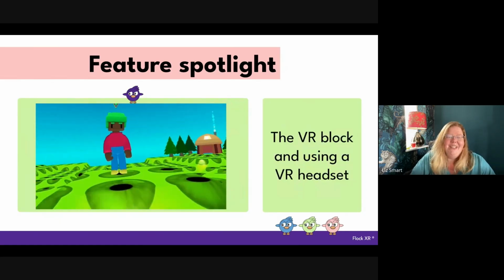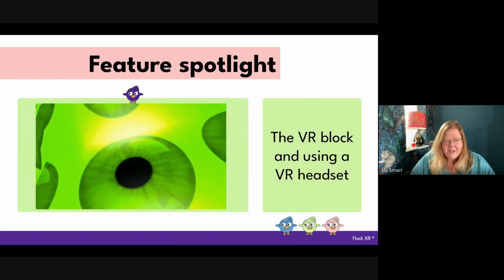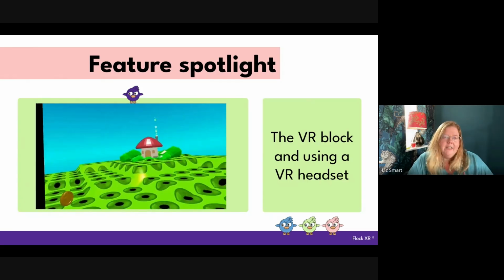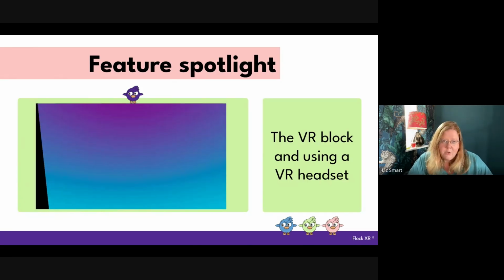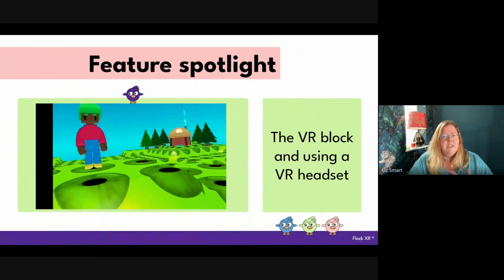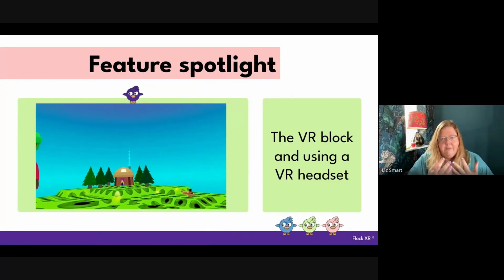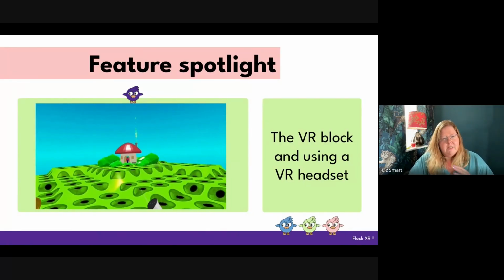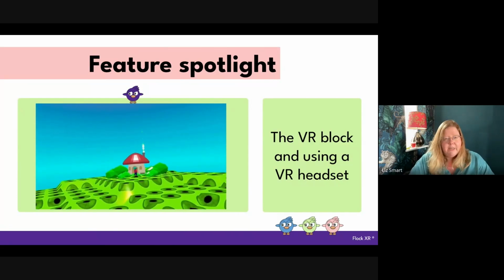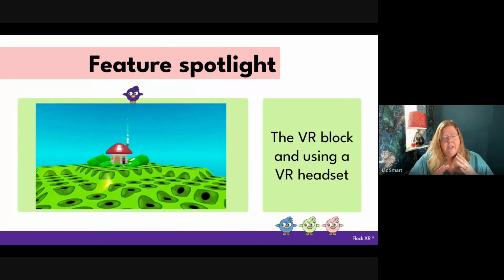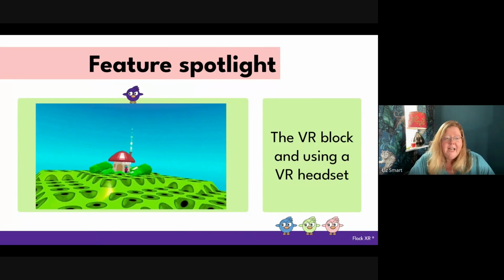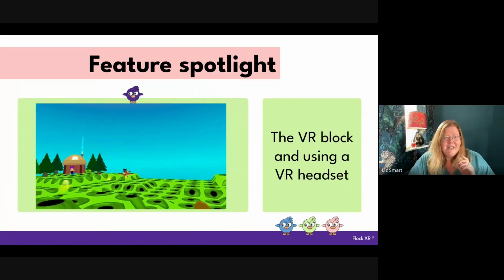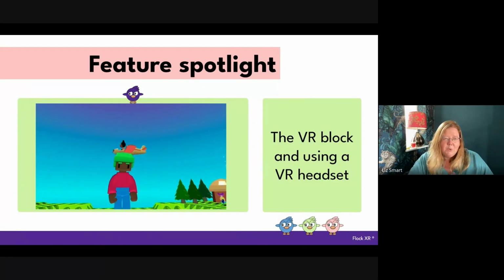And then the second feature I want to highlight is the VR block. So it's not something I've played with too much before, but you can find it in the scene category in the Flock XR toolbox. And when you add it to your project, you can then enter your world in a VR headset. So I created an interactive project where objects react to being clicked, saved it in my GitHub account, and then I loaded it in the VR built-in web browser, and then I was just transported into my Flock XR world. So I use the controllers to click on the different objects and watch what happened.